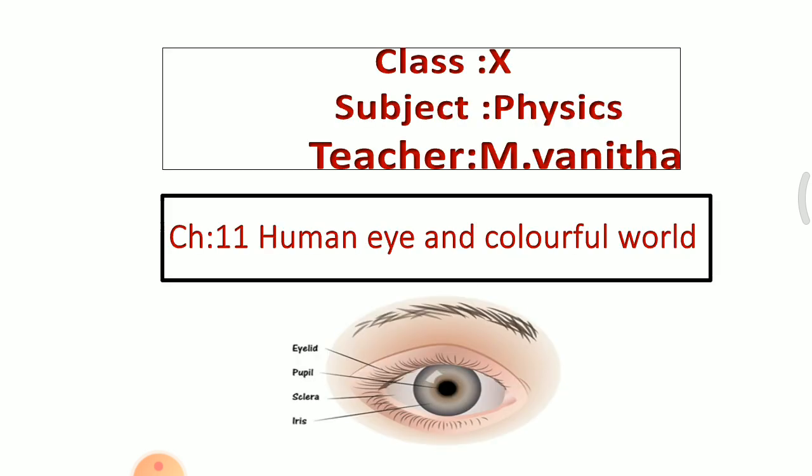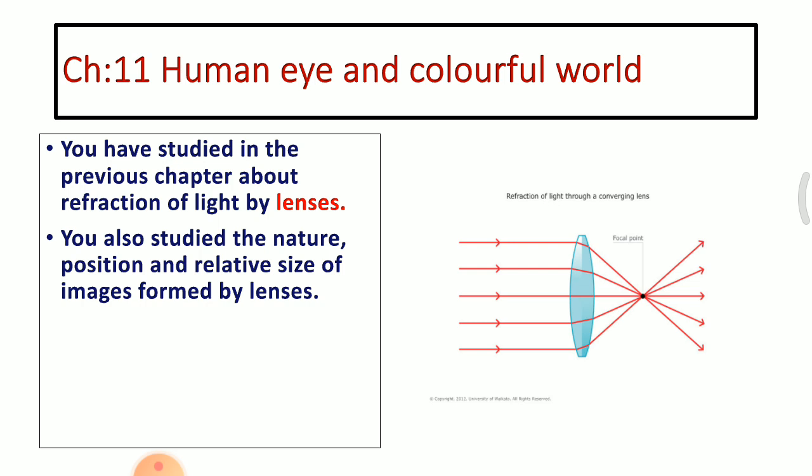Today we are going to see the subject physics, class 10, chapter number 11, human eye and colorful world. You have studied in the previous chapter about refraction of light by lenses. It is shown in the figure. When the light ray falls on the lens, it refracts. You also studied the nature, position, and relative size of image formed by lenses.